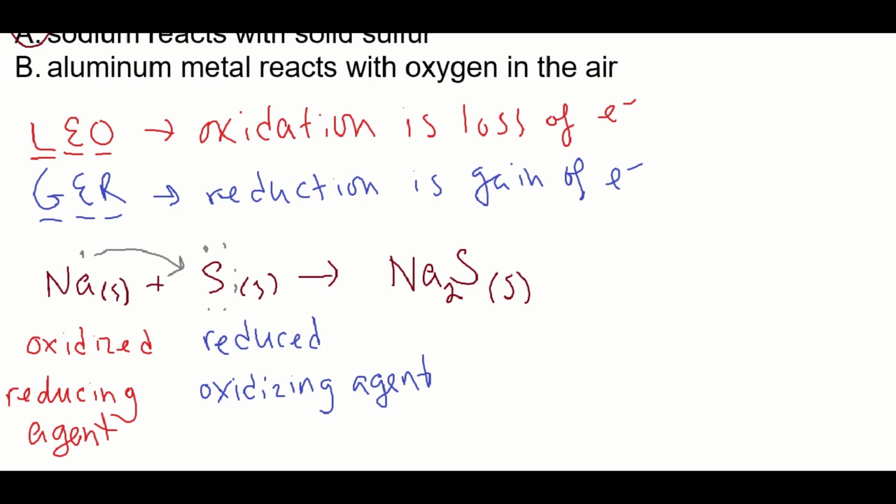Now you can do the same thing using oxidation numbers or oxidation states. Sodium has an oxidation state of 0 because it's in its elemental form, and so is sulfur. But in the compound, sodium has an oxidation state of +1. So you can see its oxidation state has increased, so it's oxidized. And sulfur has an oxidation state of -2 in the compound. Because its oxidation state is decreased, sulfur is reduced.